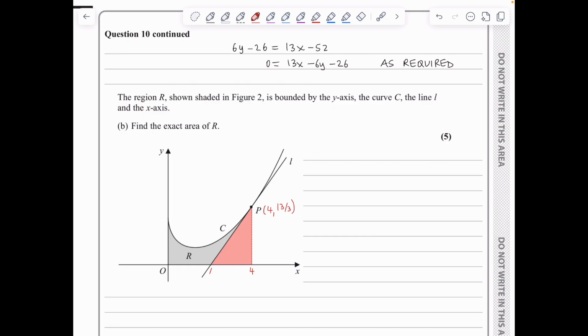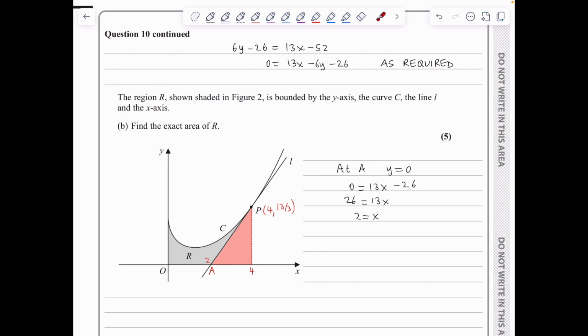I will call the cut on the x-axis of the tangent A, and we know that at point A, y is 0. I will substitute y equals 0 into the equation of the tangent, so we're looking at 0 being equal to 13x minus 26, so 26 is 13x, so x is 2. So I'm going to put this here. The x-coordinate of the point A is 2.